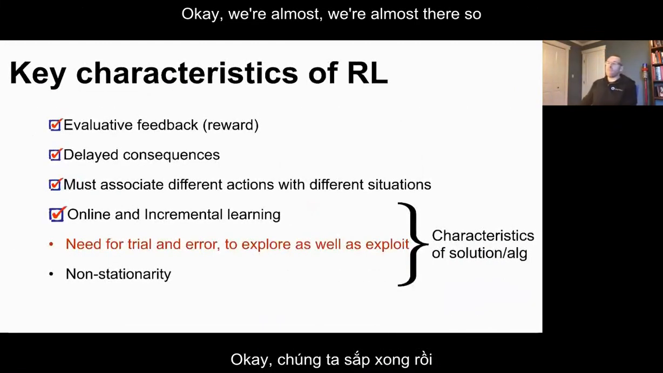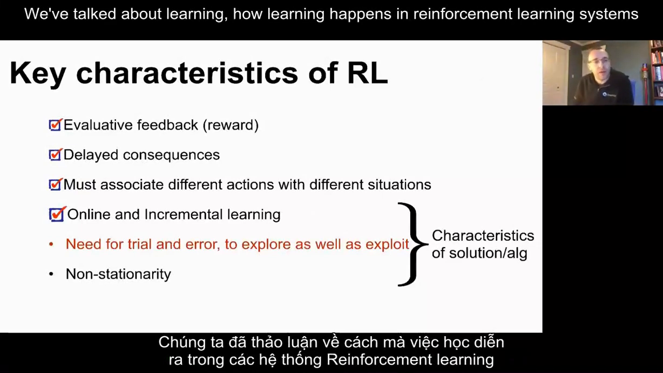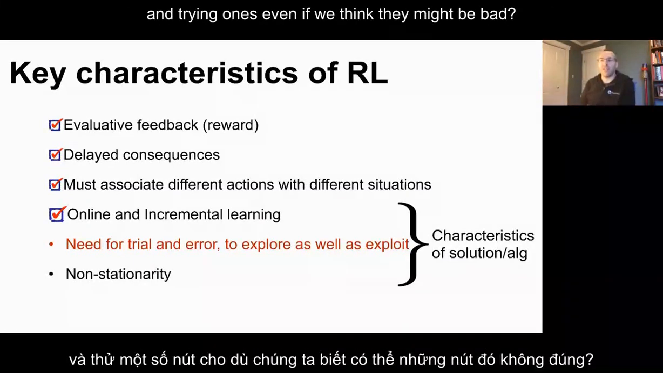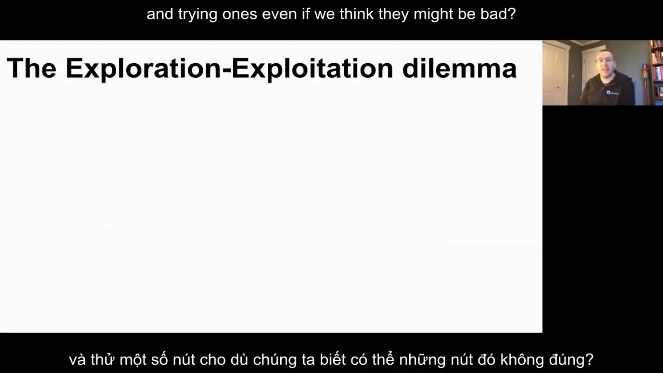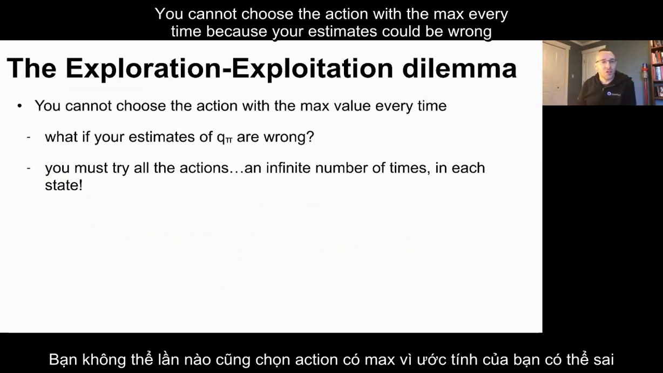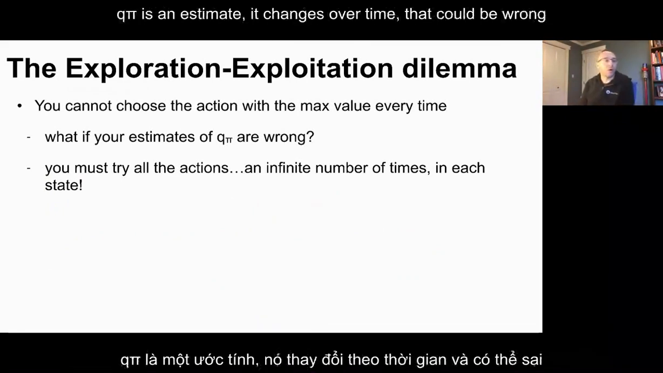Okay, we're almost there. We've talked about how learning happens in reinforcement learning systems, but how do we explore? How do we do that thing where we're looking at the different buttons and trying ones even if we think they might be bad? This is called the exploration-exploitation dilemma. You cannot choose the action with the max every time, because your estimates could be wrong. Q pi is an estimate. It changes over time. That could be wrong.